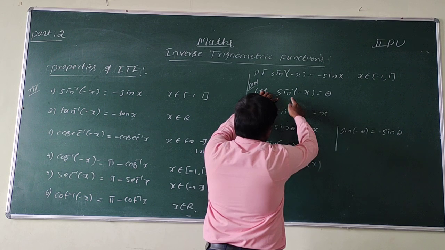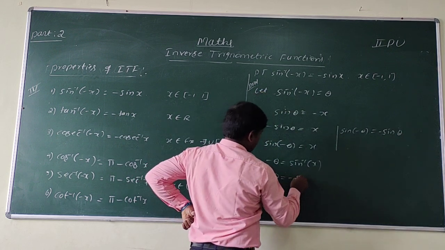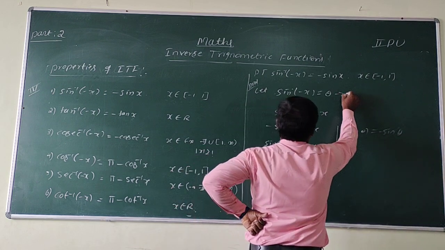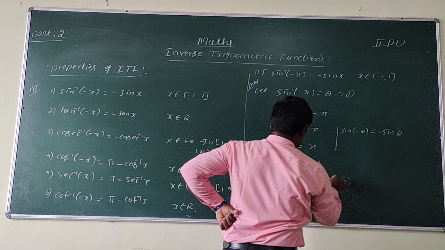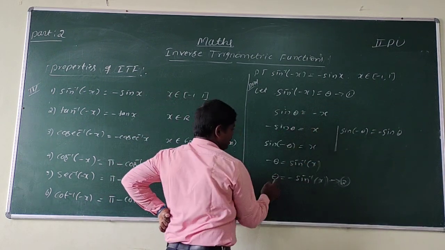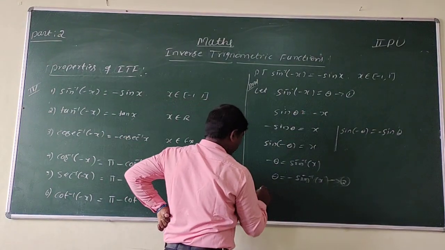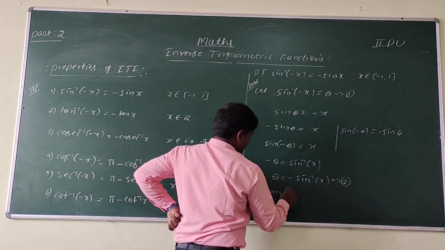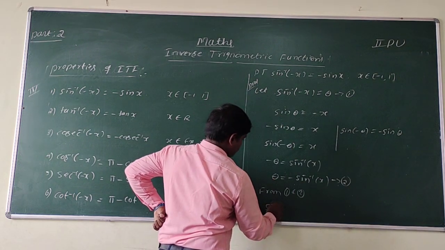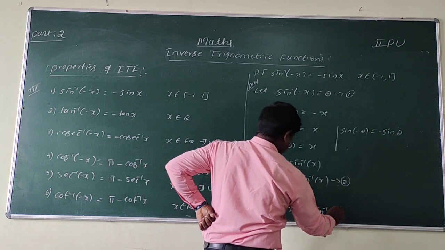Observe here, therefore theta is equal to minus sine inverse of x. Take this as equation number 1, and take the other as equation number 2. Sine inverse of minus x is equal to theta, and here theta is equal to minus sine inverse of x. So equate 1 and 2. From 1 and 2, sine inverse of minus x is equal to minus sine inverse of x.